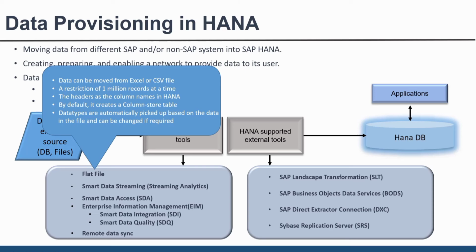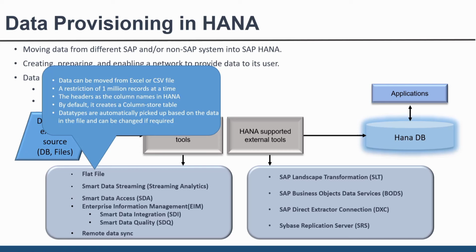So one of the internal tools is flat file. So you can upload the data from a flat file. That means you can upload the data from Excel or CSV format. As of now there is a restriction of 1 million records for a flat file at a time. If you have created headers for your data in the Excel sheet, then those headers will be treated as column names in HANA. And by default the system will create a column store table in the HANA database.